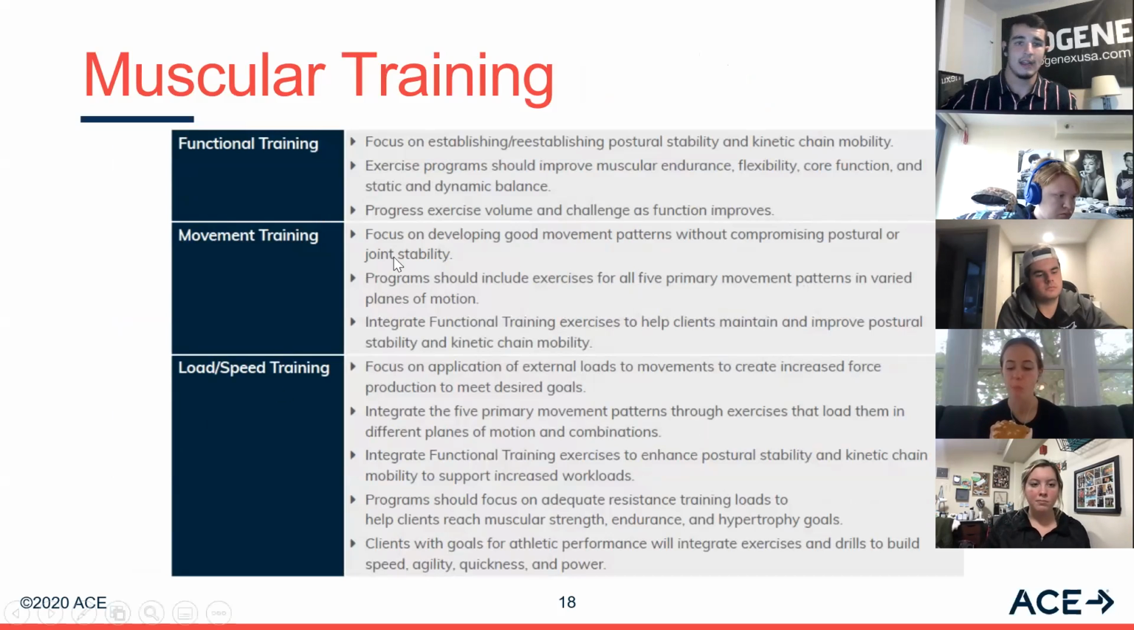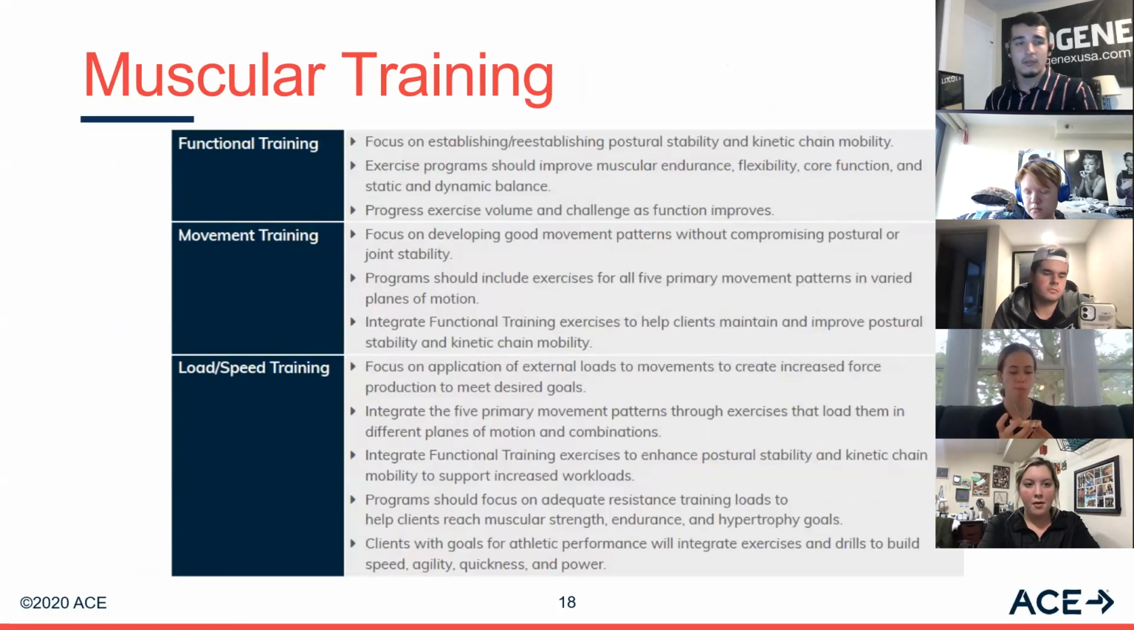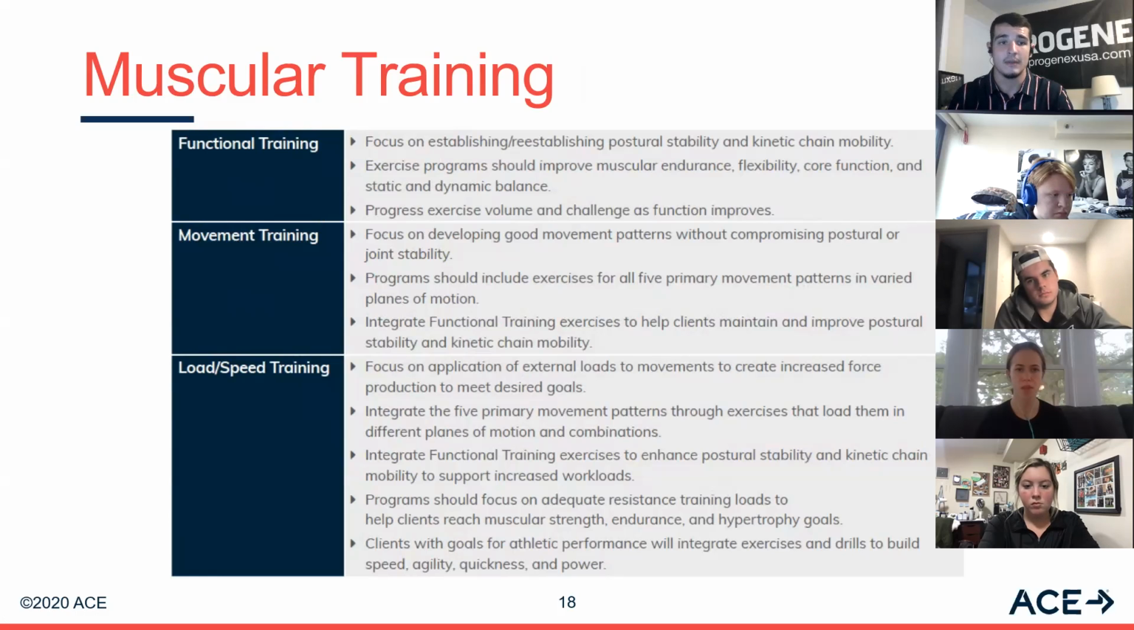So it starts with functional training, focusing on establishing good posture and mobility throughout all the parts that matter. It should be focused a lot on muscular endurance and some flexibility, because chances are if people are coming to you needing functional training, they're not very flexible. And then balance. Especially in older populations, balance is very important. And then you can increase that volume and how challenging it is. Now that doesn't mean how intense it is, but simply how challenging it is.